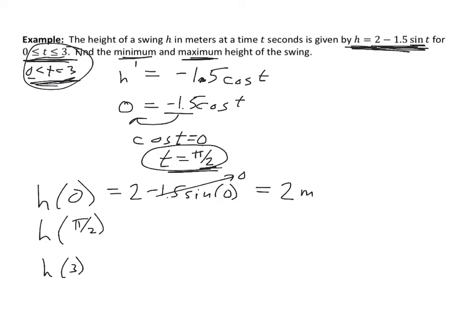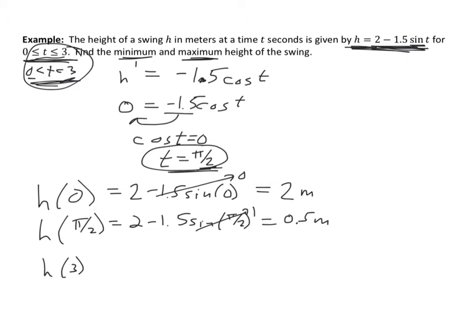We have no idea if that's a highest or a lowest, but that's our first one. Now we go on to pi over 2. For pi over 2, I'm going to have 2 minus 1.5 times the sine of pi over 2, and we know the sine of pi over 2 is 1. So 2 minus 1.5 times 1, this is going to be 0.5 meters.